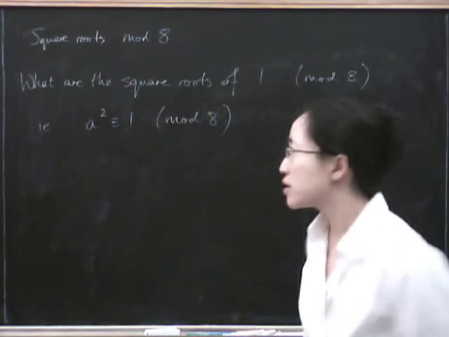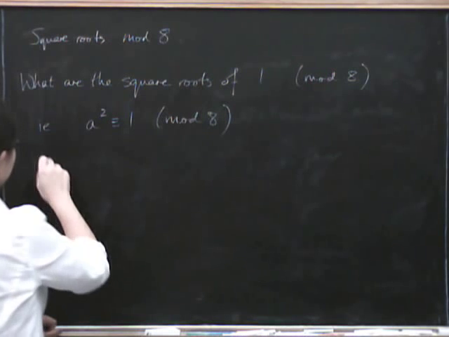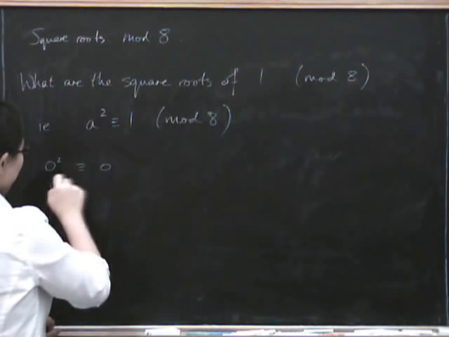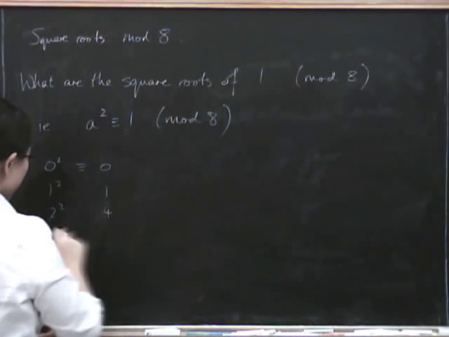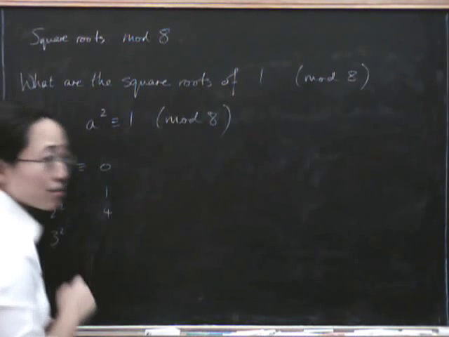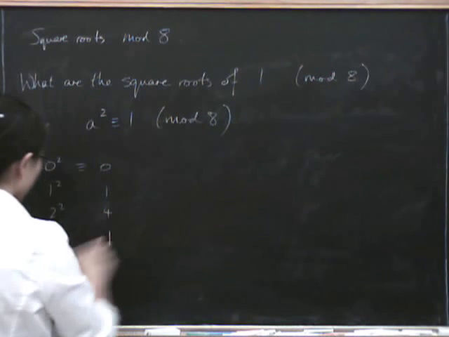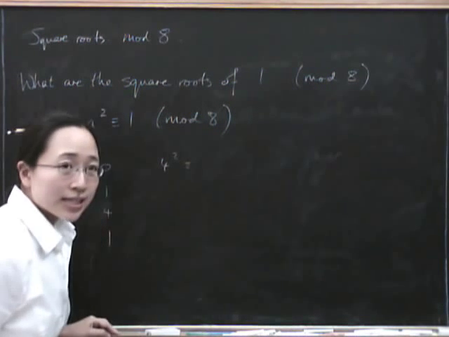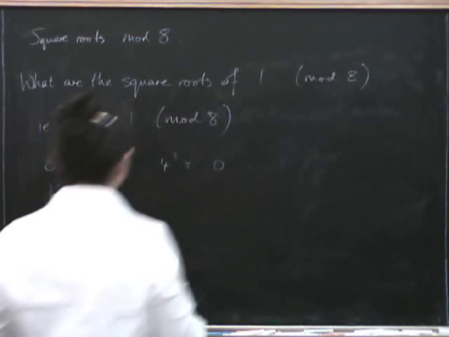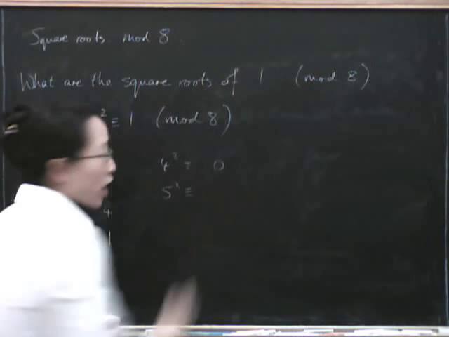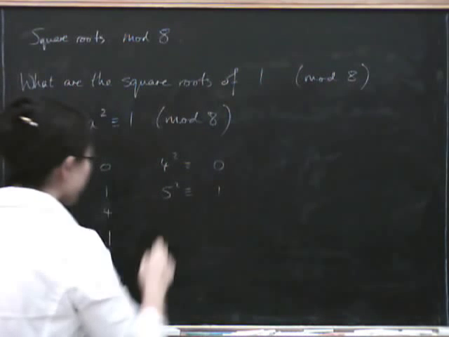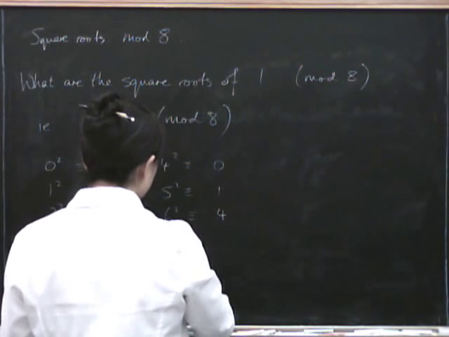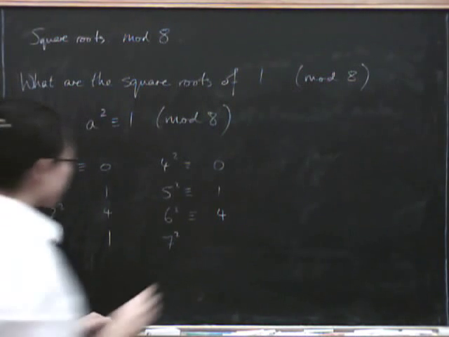Have you had a go? So let's see. 0 squared is 0. 1 squared is 1. 2 squared is 4. No surprises there. 3 squared is 9, but 9 is congruent to 1 mod 8. 4 squared is 16. Well, that's 0. 5 squared is 25, and that's congruent to 1 mod 8. 6 squared is 36, that's congruent to 4. And 7 squared is 49, and that's congruent to 1.